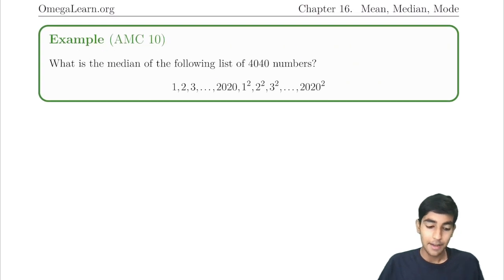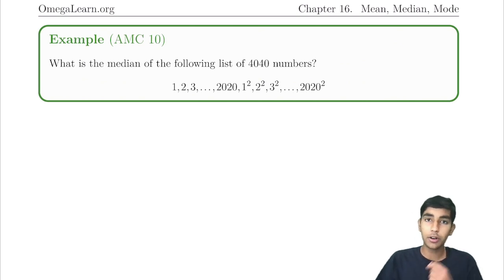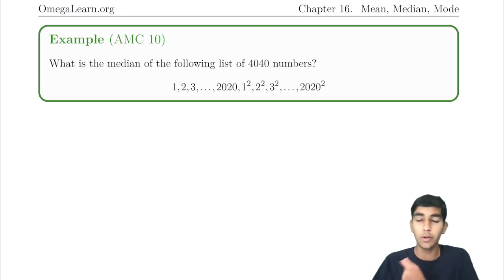Cool, okay. Median of the following list of 40 numbers. 1, 2, 3 till 2020. 1 squared, 2 squared, 3 squared till 2020 squared.